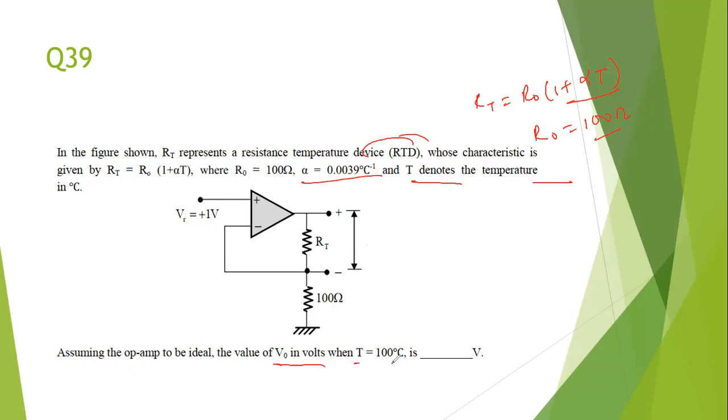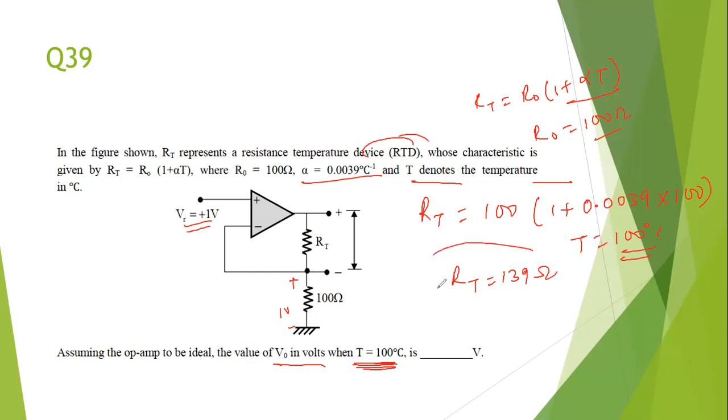So what is the V naught at T equal to 100 degrees Celsius? This is your 1 volt, so this potential is also 1 volt. Now, what is the RT? RT equal to 100 times 1 plus alpha T, so this is 0.0039 into 100 at T equal to 100 degrees Celsius. So RT equal to 139 ohm.